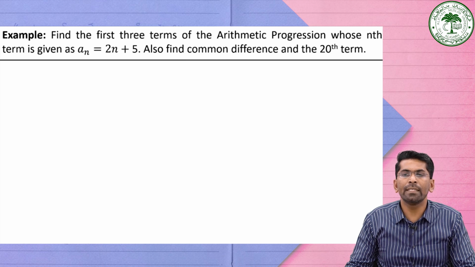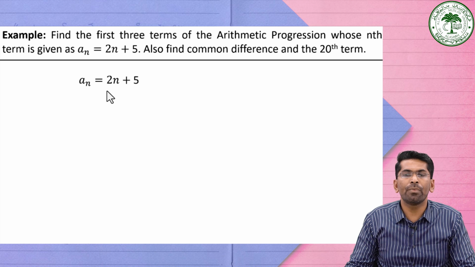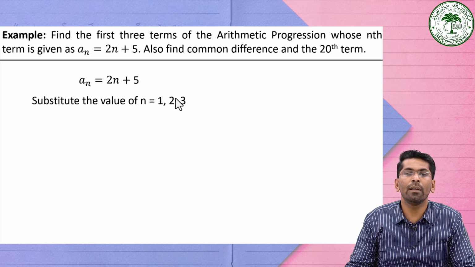See, in this particular example, the nth term is given, that is an is equal to 2n plus 5. This is the equation for finding out the nth term. We can find each term from this equation by substituting the value of n as the term number. So here we are assuming that the first n is equal to 1, then we substitute n is equal to 1, 2, 3 in the nth term equation, so it will become a1.